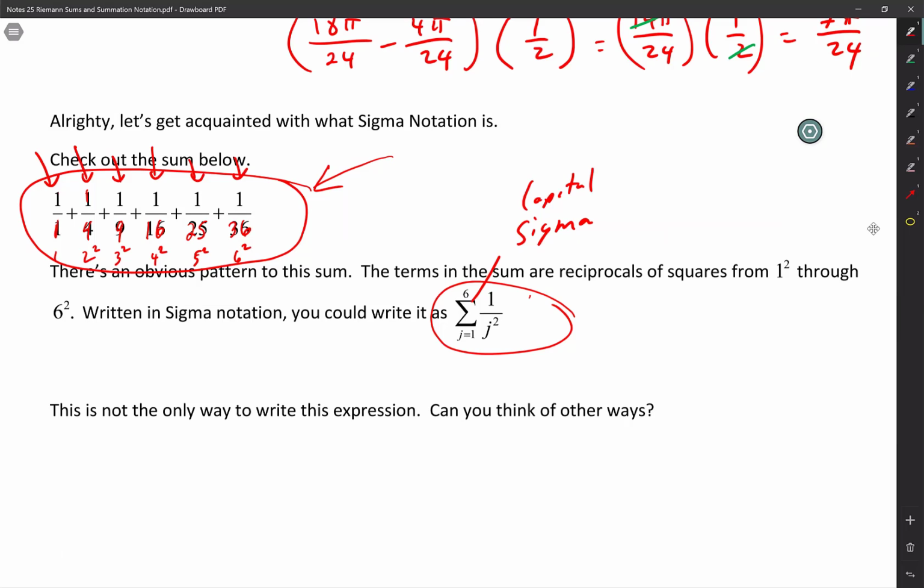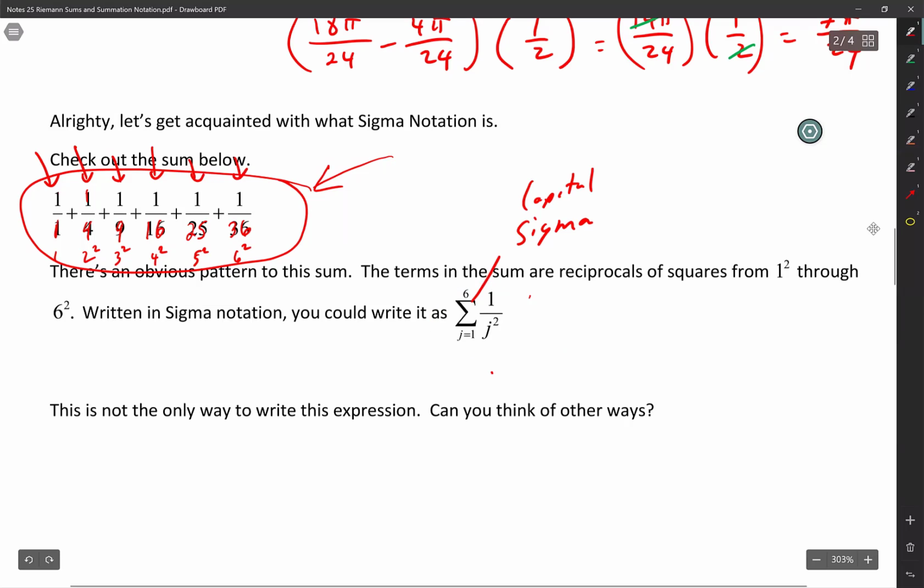And all it means is add. Cool or not cool? Where it says j equals 1, that's where you start. Where it says at the top, the number 6, that's where you stop.